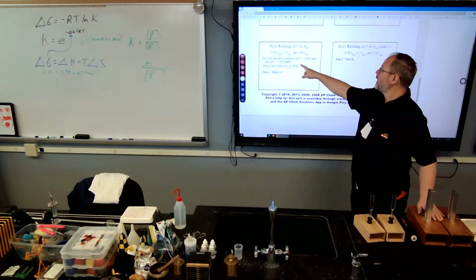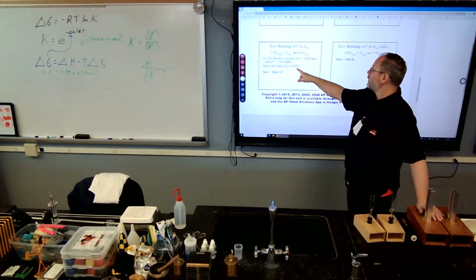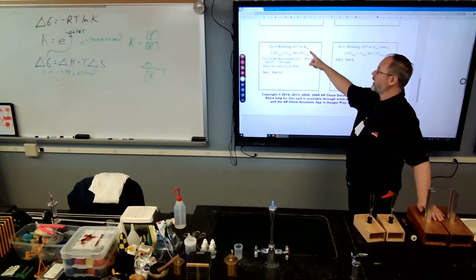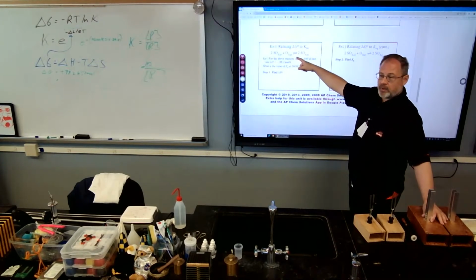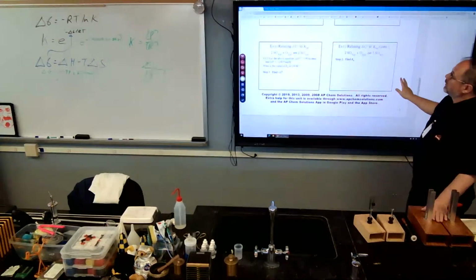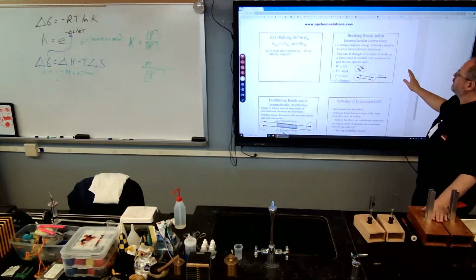So given delta H, given delta S, find the value of KP, in order to find the value, find G. So this one's actually asking us for the actual number. I feel like we can skip this because it's in your homework. If I'm wrong, let me know.